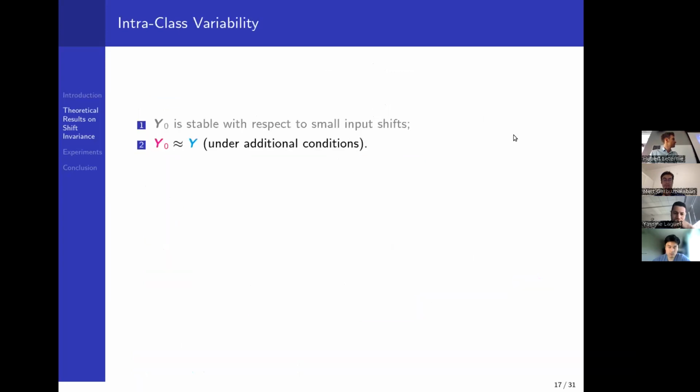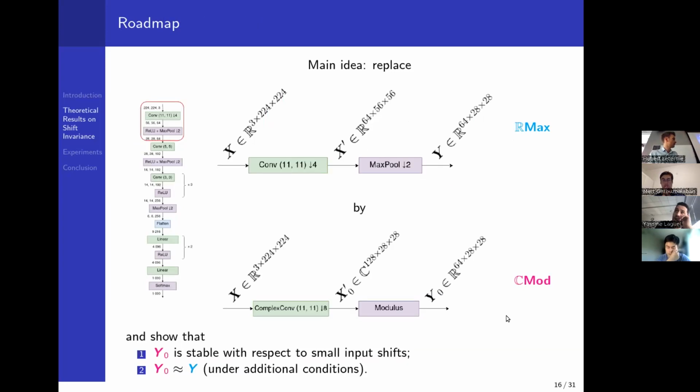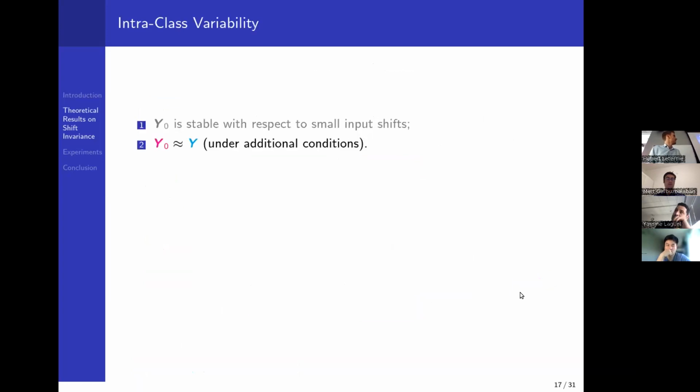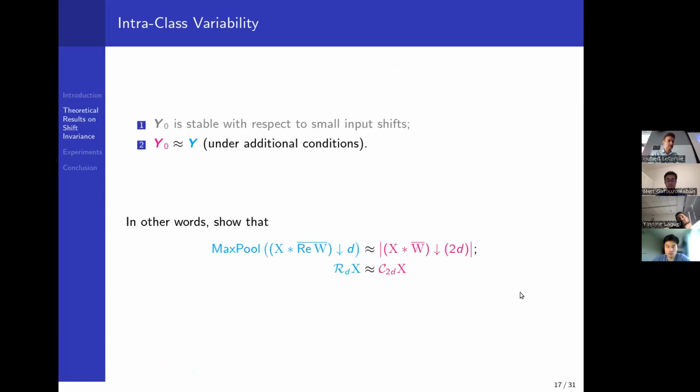In this talk, we will just assume that the output of C-mod is stable. I won't go into details about that, but let's just assume that this operator is stable with respect to small shifts. What I will explain here is how we want to show that under specific conditions, the outputs of the two operators are closely related. In other words, we want to show that, so this is the mathematical formulation.